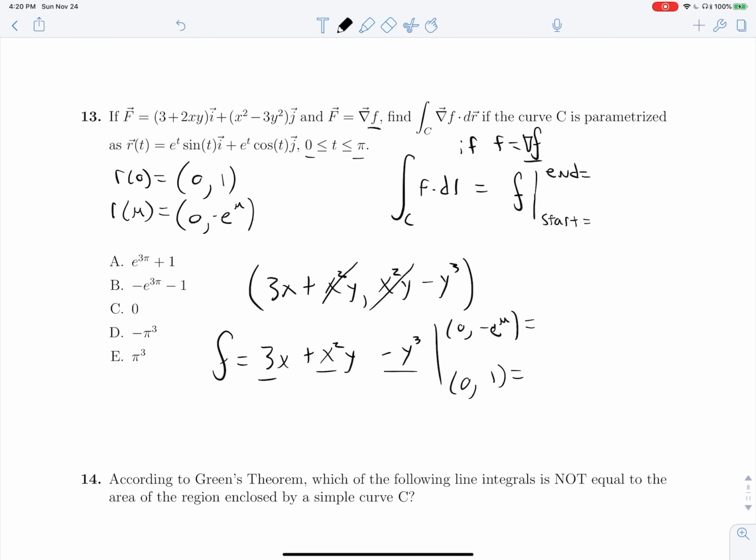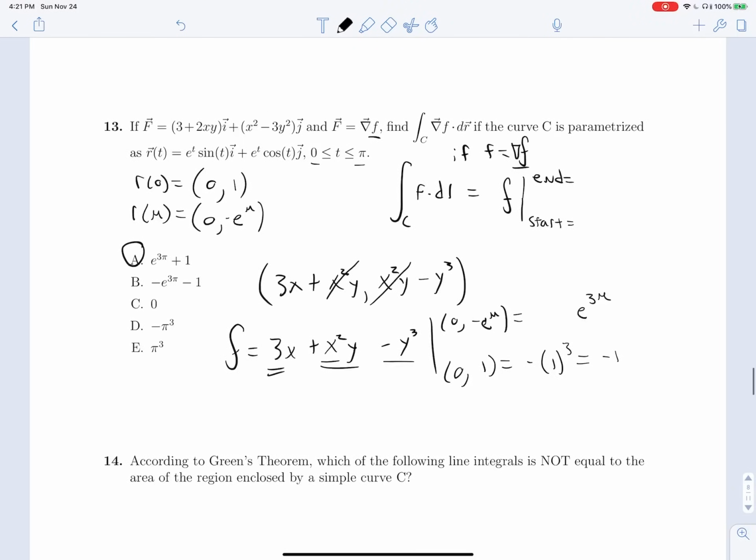And then evaluating, we see that anything with an x in it, so these two components, in both cases, are just going to work out to 0. And so all we really care about is this y. So negative e to the pi cubed is going to give us e to the 3 pi. And then we see that down here, this is going to give us negative 1 cubed, or just negative 1. And so our answer is A, e to the 3 pi plus 1.